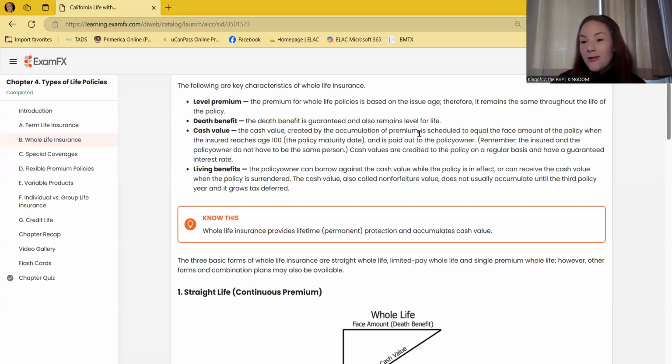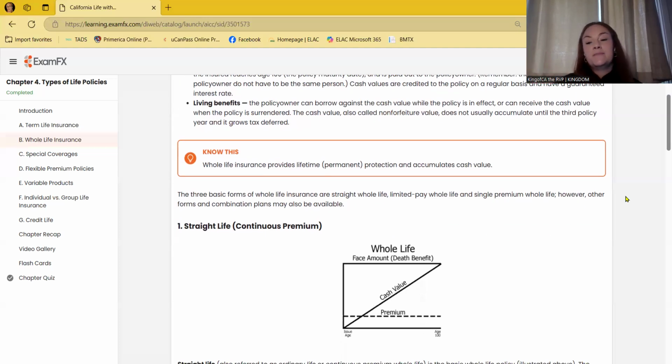You guys will learn all about whole life when you guys are licensed. So for now, that's what we're going to stick with. The cash value, right, it's scheduled. It's scheduled to equal the face amount. So if you have $300,000 in death benefit, right, as we get older, our cash value should match it at the end of our policy term at age 100. If we live until age 100, that will then be paid out, is what it's saying.